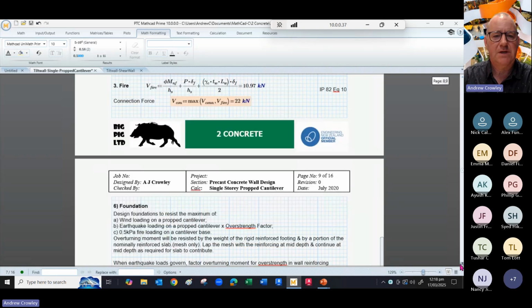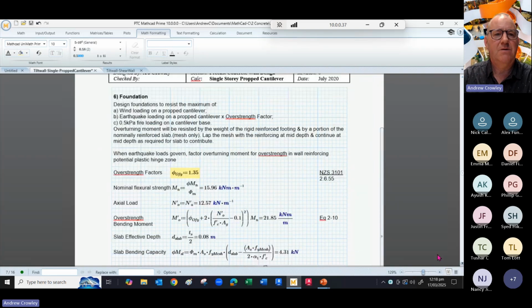Moving on to the foundations. Again, we're designing the foundations to resist a maximum of the wind loading on a propped cantilever, earthquake loading on a propped cantilever, multiplied by the overstrength factor, because we don't want the foundation to fail first. And also look at the fire loading on the cantilever base. So the overturning moment from these loads is going to be resisted by the weight, basically, of the slab, the foundation, and the wall itself.